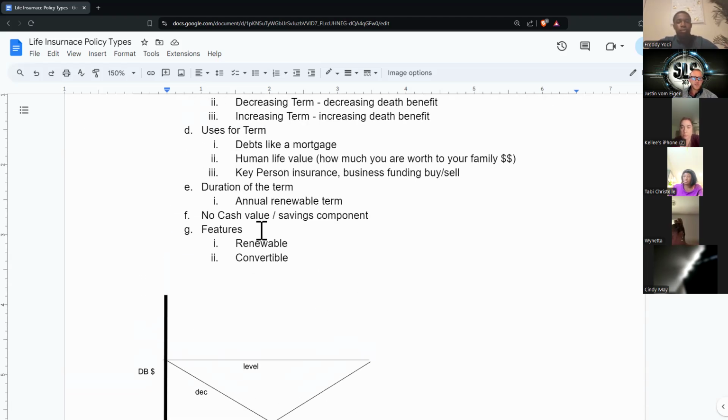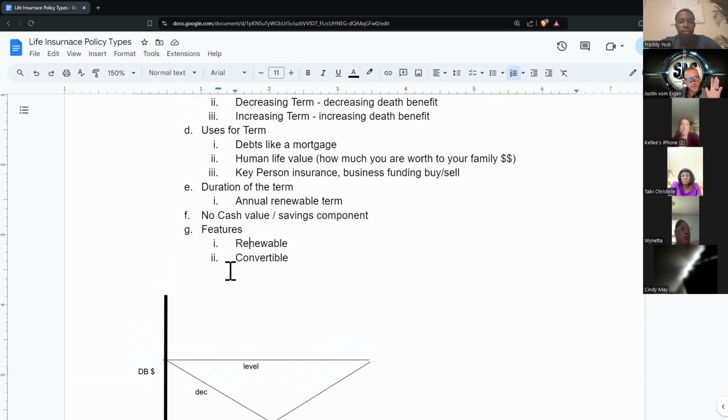Next one, convertible term. Okay, this is not a drop top term. This is convertible term in terms of you can convert it from a term life to a whole life policy. So the company says, yep, you got a term policy. If at any point you want to convert this to a whole life policy, you can without having to go through underwriting again and prove insurability. Same with renewable. They can renew the term without having to prove insurability.